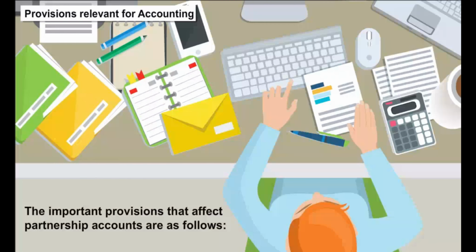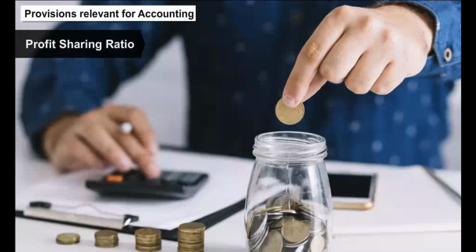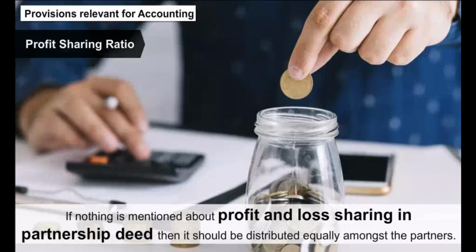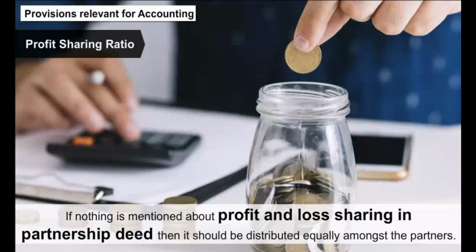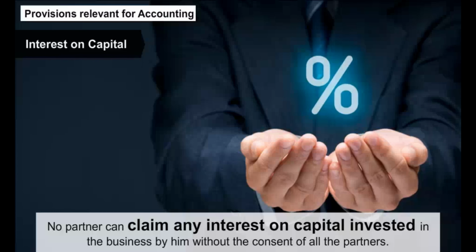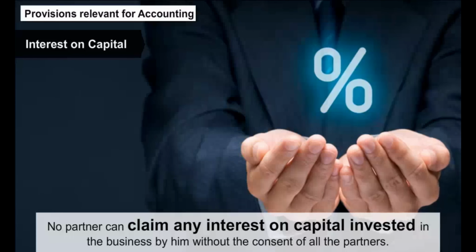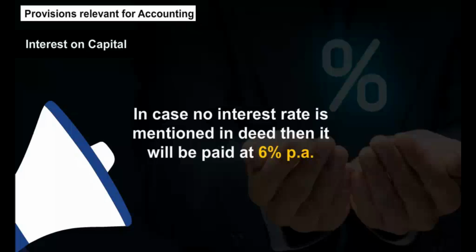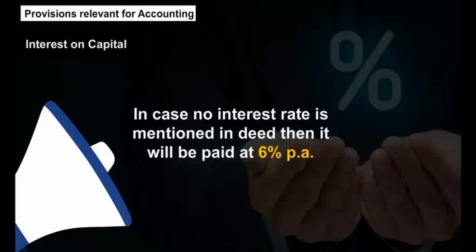Provisions relevant for accounting. The important provisions that affect partnership accounts are as follows. Profit sharing ratio. If nothing is mentioned about profit and loss sharing in the partnership deed, then it should be distributed equally amongst the partners. Interest on capital. No partner can claim any interest on capital invested in the business by him without the consent of all the partners. In case no interest rate is mentioned in the deed, then it will be paid at 6% per annum.